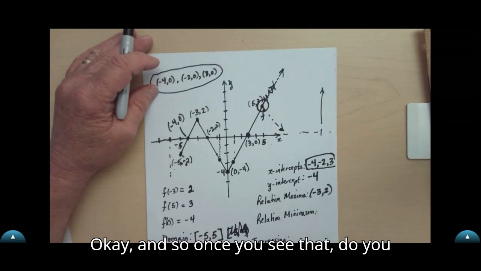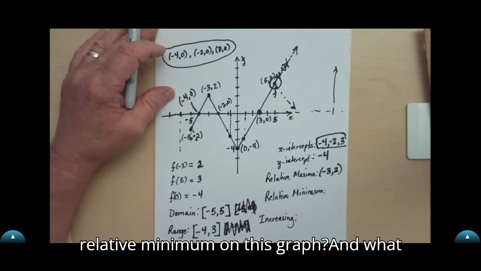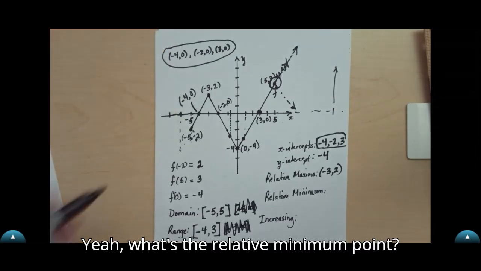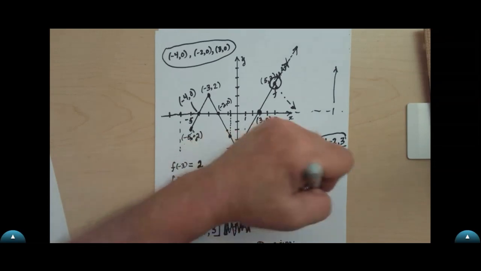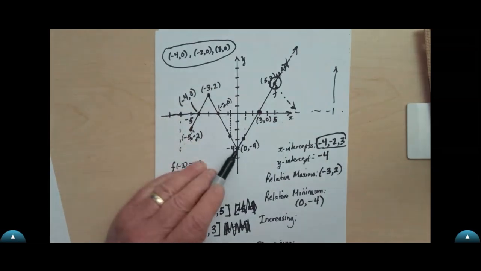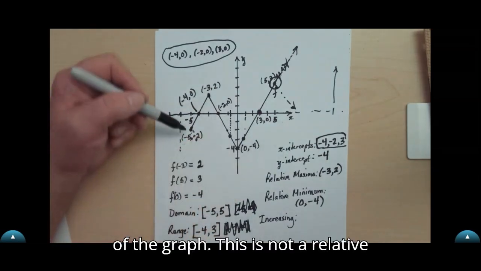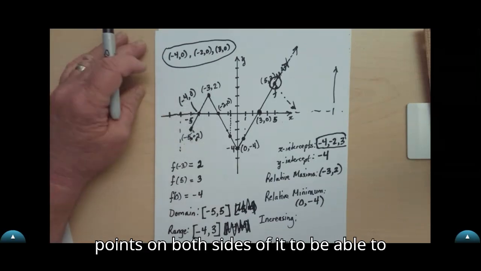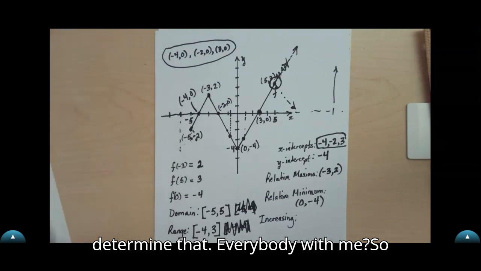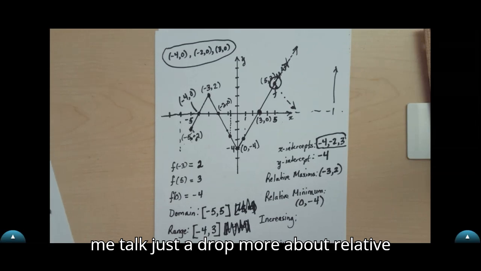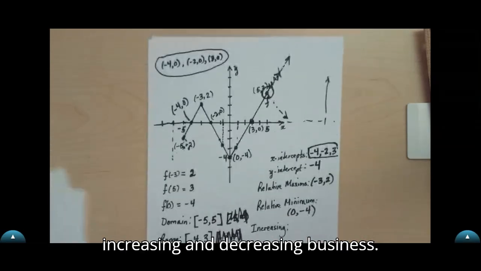And so once you see that, do you agree then that there's also only one relative minimum on this graph? And what is it? What's the relative minimum point? 0, -4. I agree. That is the lowest point in that region of the graph. This is not a relative minimum point because we don't have points on both sides of it to be able to determine that. Everybody with me? So pretty straightforward.